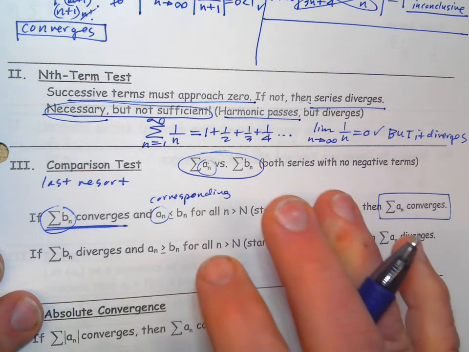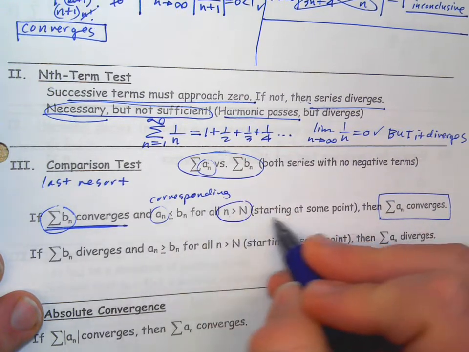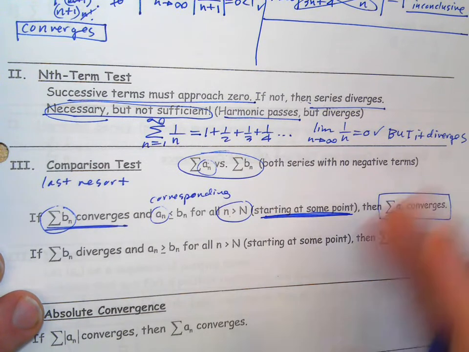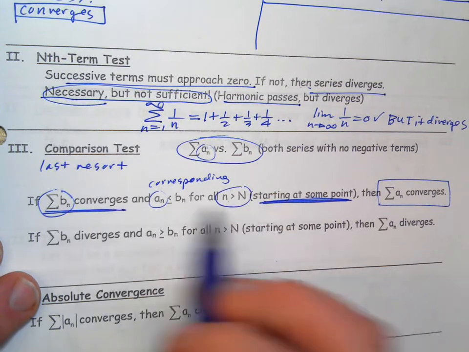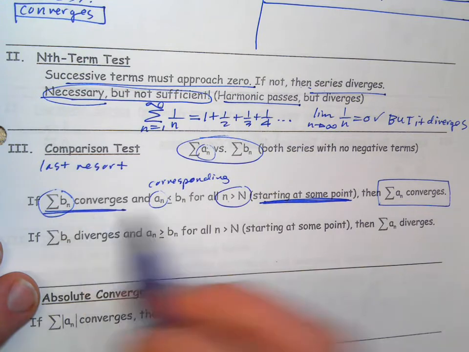And it doesn't have to be smaller than it everywhere. It says for all n greater than N, starting at some point. So the first terms don't have to obey it, but in the long run it has to obey it. And I think that totally makes sense. If this series converges and I can fit this one underneath it, smaller than it, then it's got to converge.